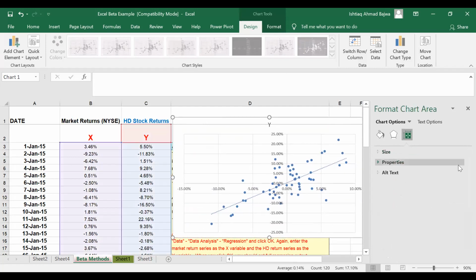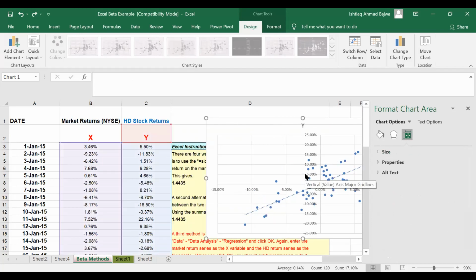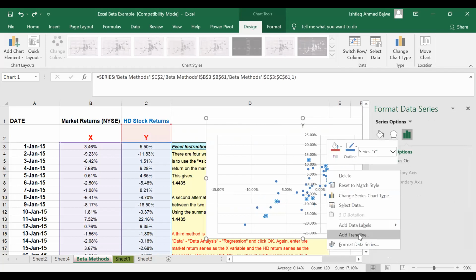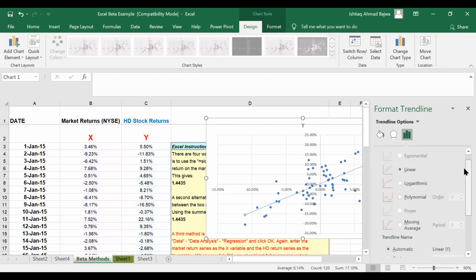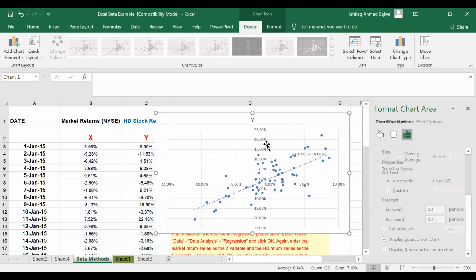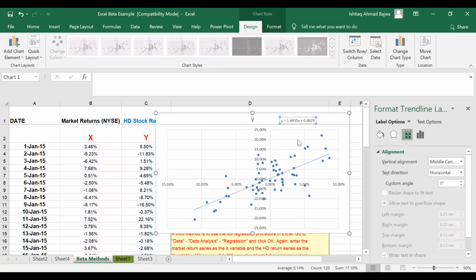And when we add the trend line, we get the line options where we say display equation on the chart. It will give that equation, bringing the equation out to show you people.